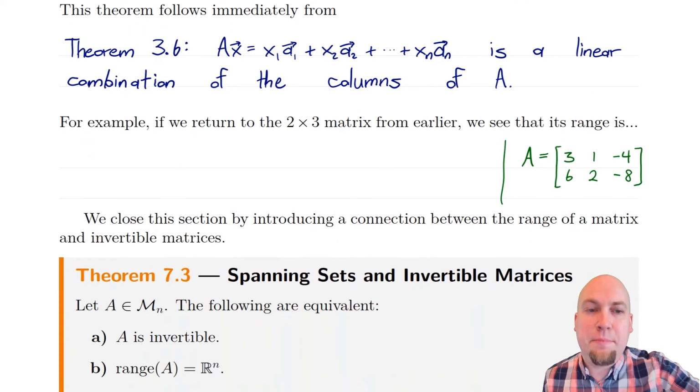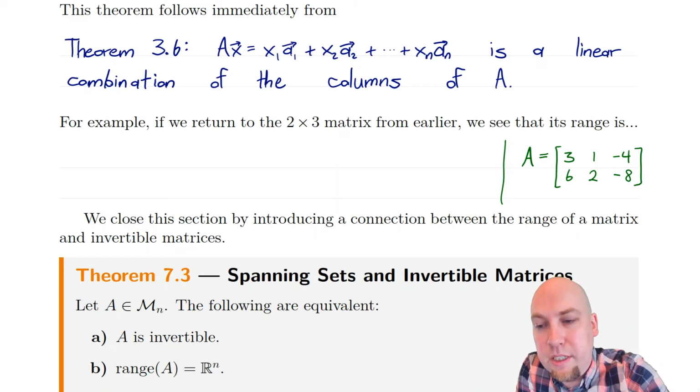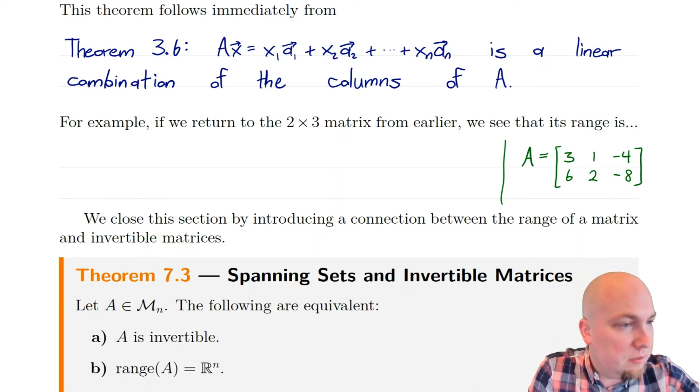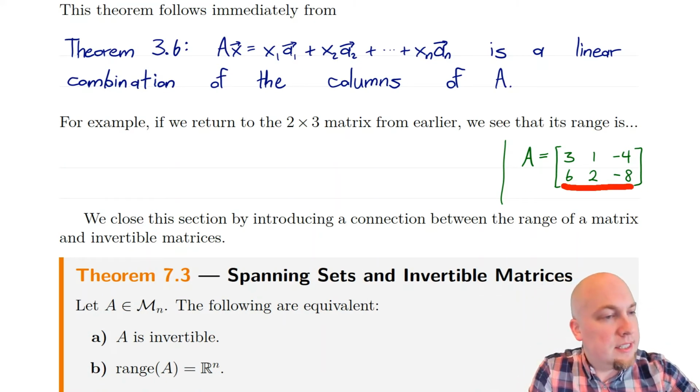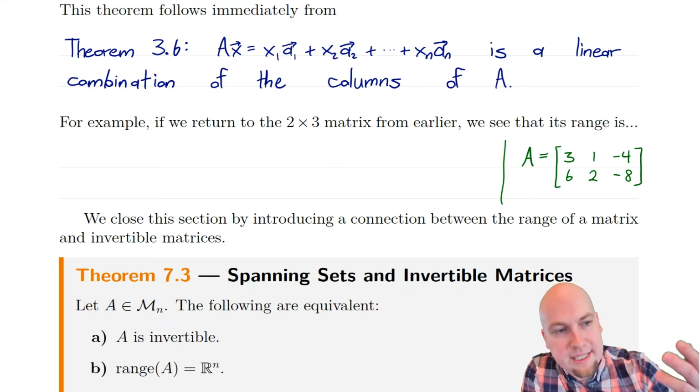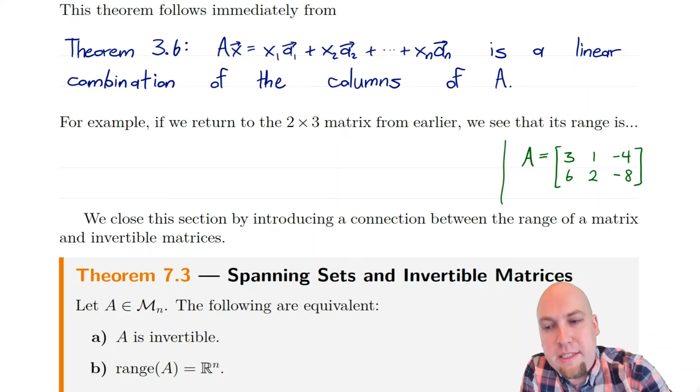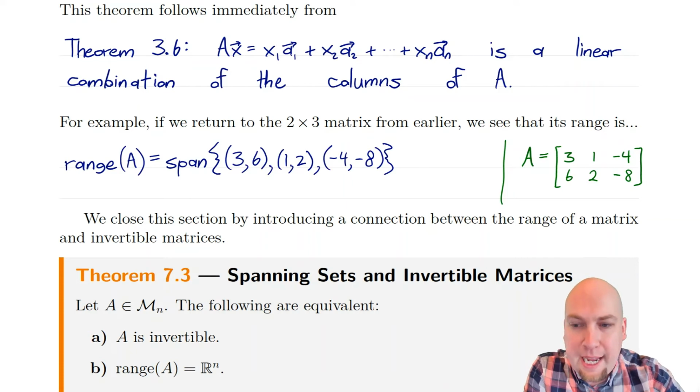For example, if we return to a 2 by 3 matrix that we looked at in the previous lecture video, this matrix over here, 3, 1, minus 4, 6, 2, minus 8, we see immediately what the range of this matrix is. The range is just the span of these 3 columns.